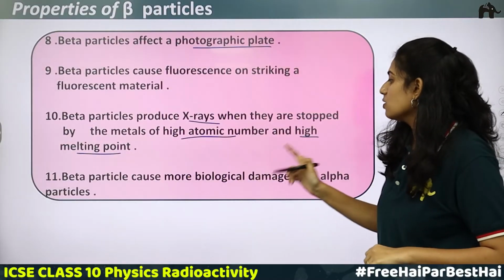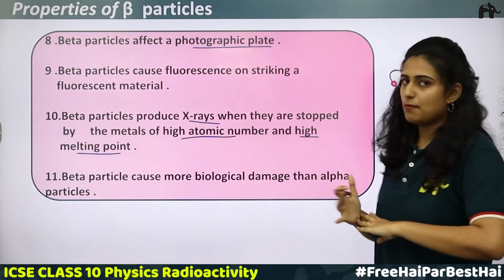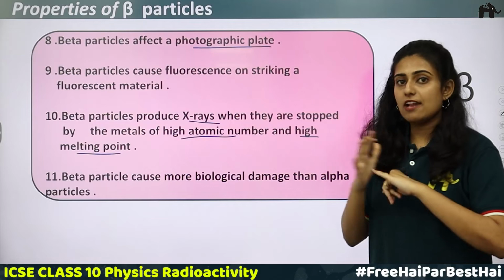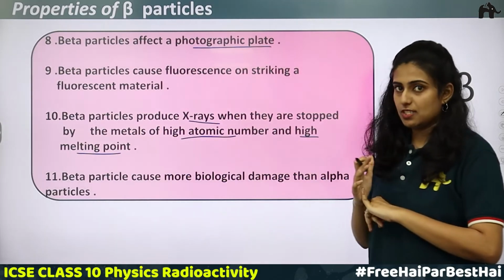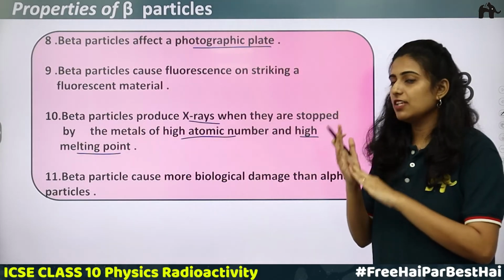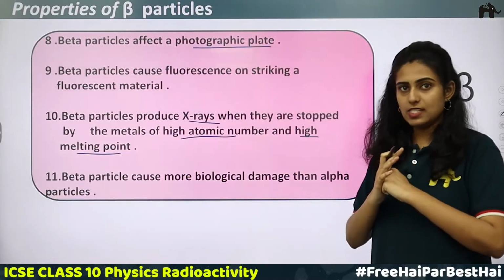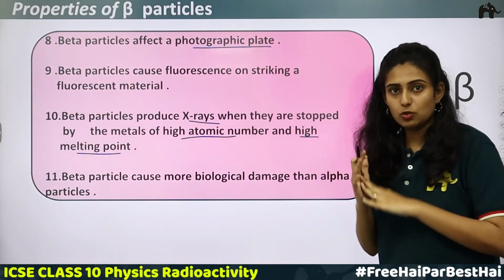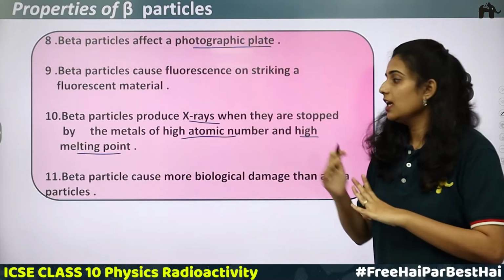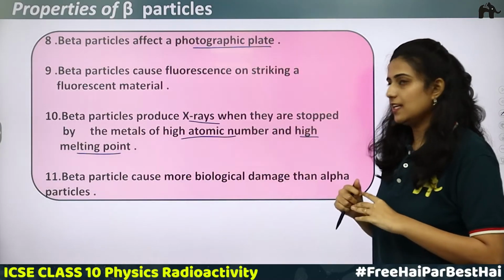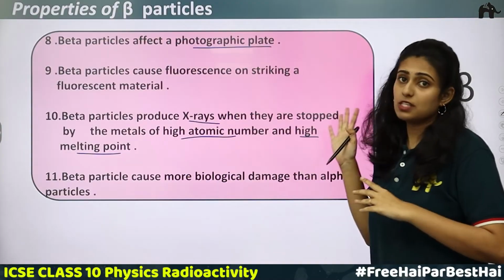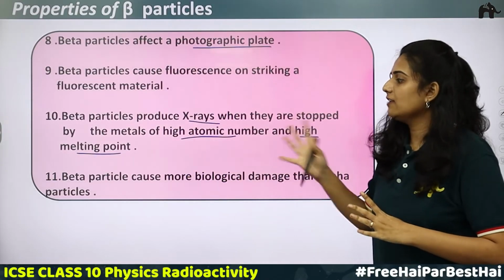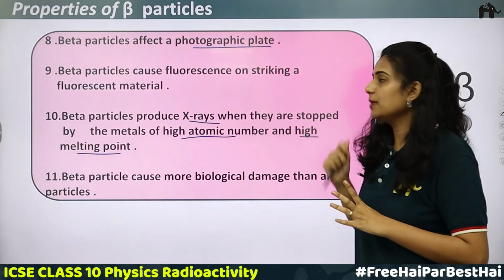Next, beta particles cause more biological damage than alpha particles. We have already discussed that alpha particles cause biological damage, but we have said that it is difficult for alpha particles to pass through the skin. But in the case of beta particles, they can easily penetrate the skin. Therefore they can cause more biological damage. So these are the properties of beta particles. Again, we have discussed 11 important properties of beta particles.